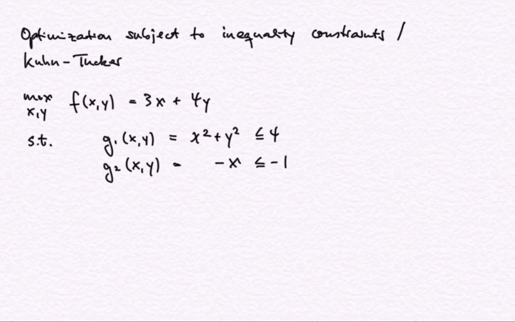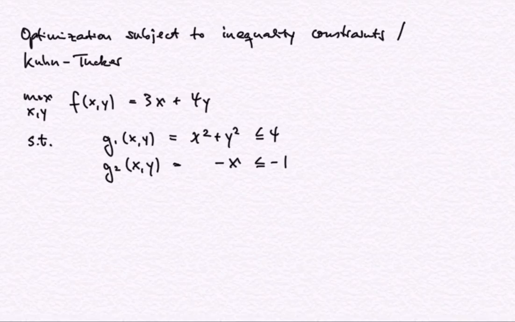So let's start with this example here, where we have a maximization problem for a linear objective function 3x plus 4y, such that two constraints be satisfied. One is that the vector of choice variables x and y have length less than or equal to 2, which means that x squared plus y squared is less than or equal to 4. And the second constraint is that minus x be less than or equal to minus 1, which is the standard form for x larger than or equal to 1.